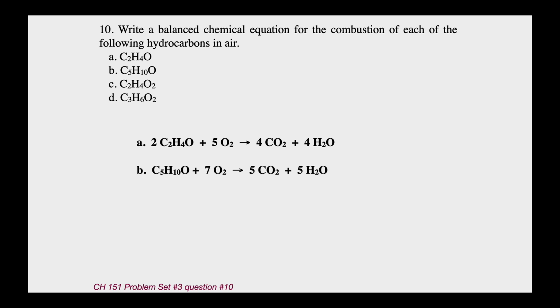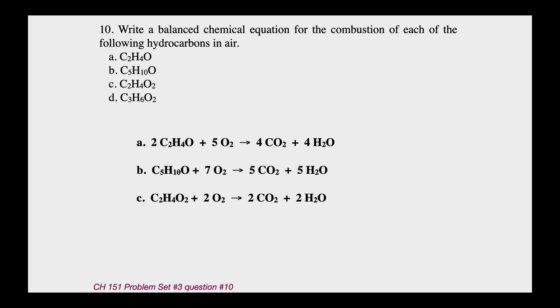The next one is not as bad, though. C5 means 5 CO2s, H10 means 5 waters, and there's already 1 oxygen in the reactant molecule. On the product side, you have 5 times 2, 10, plus 5 oxygens, 15 oxygens, but you've got 1, like I said, in the organic piece, so that means you need 14 oxygens from the O2. No problem. 7 O2s will knock that one out.